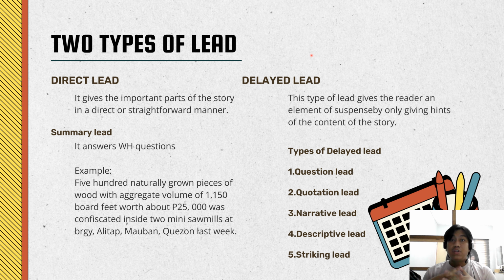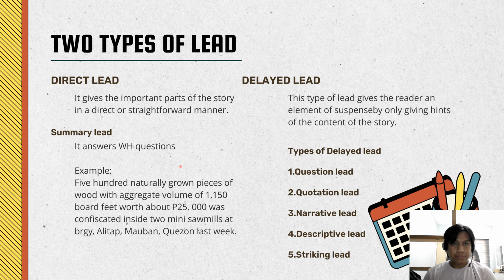There are two types of lead: the direct lead and the delayed lead. The first one that we're going to talk about is the direct lead. It gives the important parts of the story in a direct or straightforward manner. This type of lead gives a clear and direct-to-the-point style of storytelling. It is often used in breaking news and flash reports. The most common type of direct lead is the summary lead. A summary lead provides all the important information and answers the 5 W's and H questions.